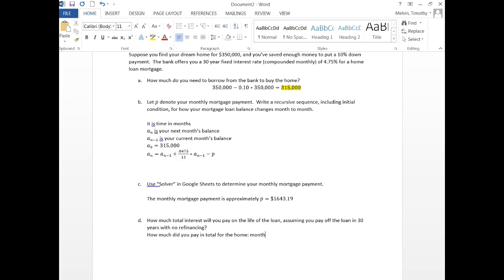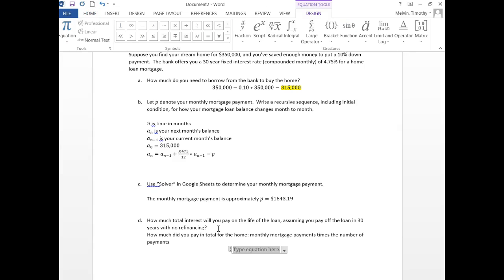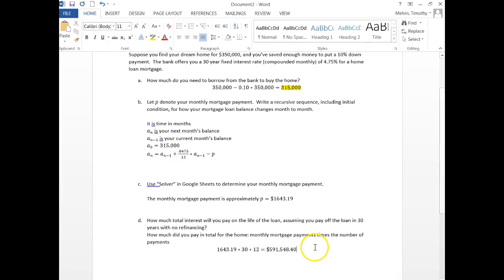In this case, it'd be your monthly mortgage payments times the number of payments. So if I want to figure out what that is, I just need to take 1643.19, multiply that times 30 years, and then don't forget 12 times each year. Throw that in my calculator. So off this 30-year loan, we paid a total of $591,548.4. Just so this looks better, put a comma in here and a dollar sign. So this is how much total amount paid on the loan.